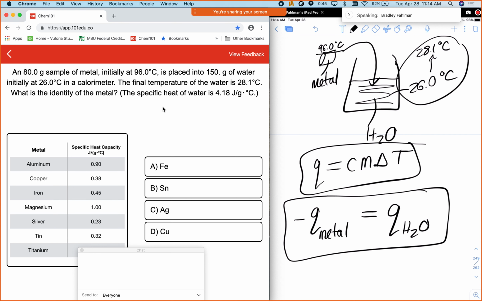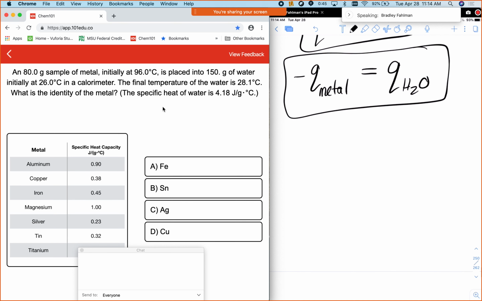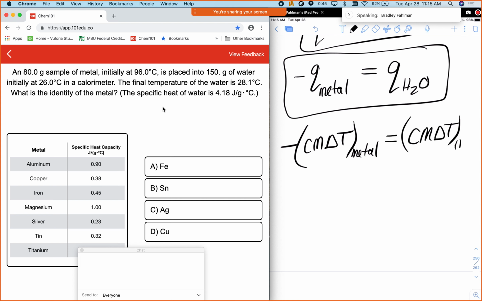And so you just fill it in. This is going to be negative C m delta T for the metal, equal to C m delta T for water. To get the identity of the metal, we're really solving for this one. We don't know the heat capacity for the metal, so that's going to be our variable. We're just going to plug everything else in. So minus, and then we don't know C. The mass is 150.